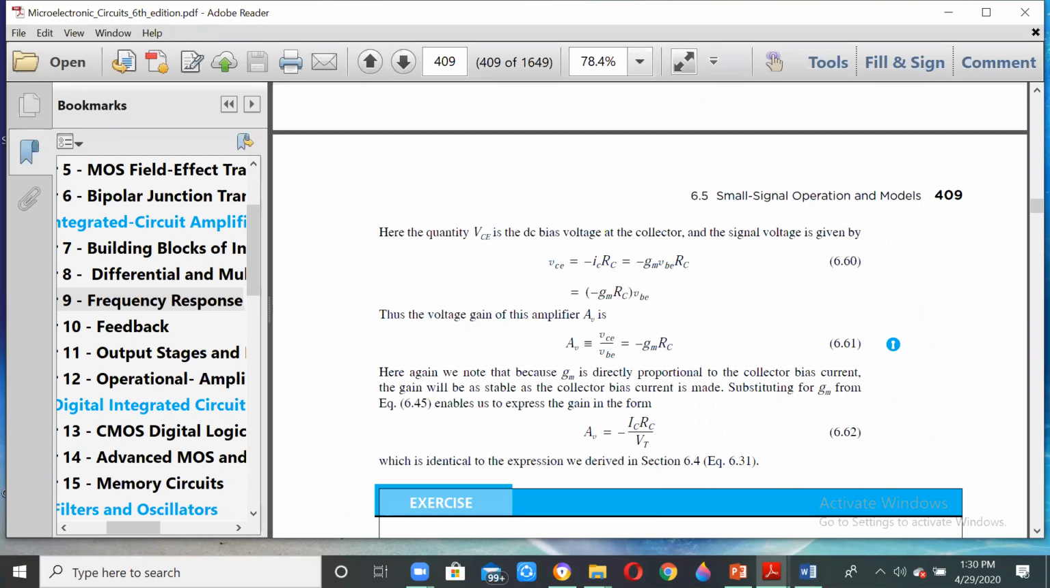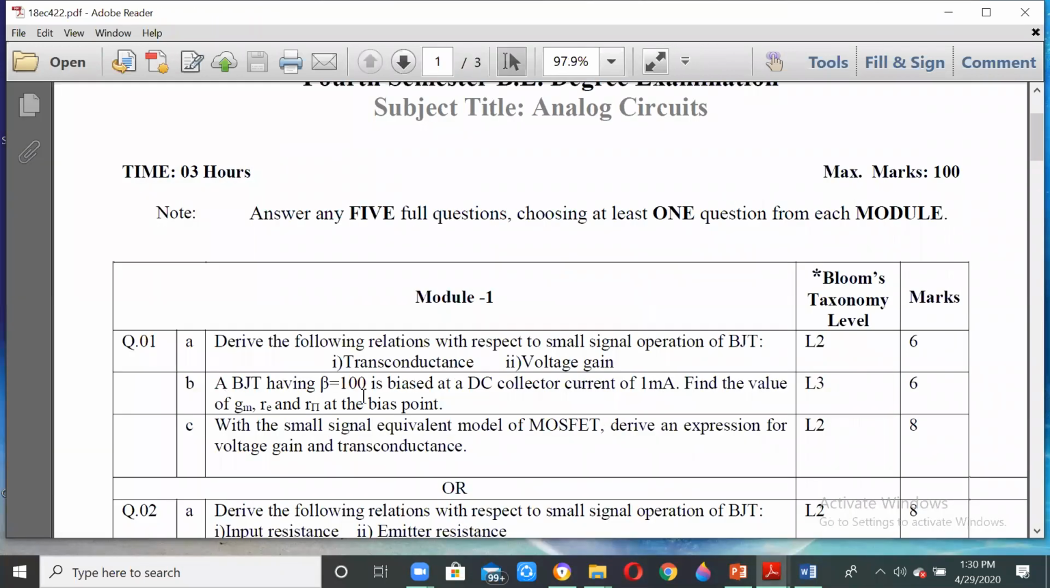Then we'll go to the next question. A BJT having beta equal to 100 is biased at a DC collector current of 1 milliampere. Find the value of gm, re and r pi. So the value of gm is IC by VT. VT is the thermal voltage equivalent, and that value will turn out to be IC, which is 1 milliampere, divided by 25 millivolts, and that will give us 0.04 amperes per volt, or 40 milliamperes per volt.